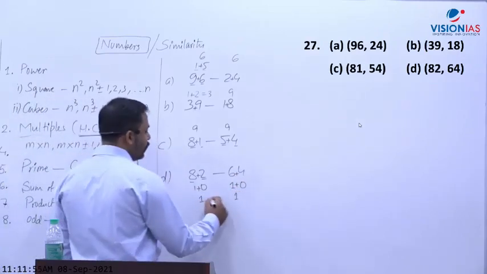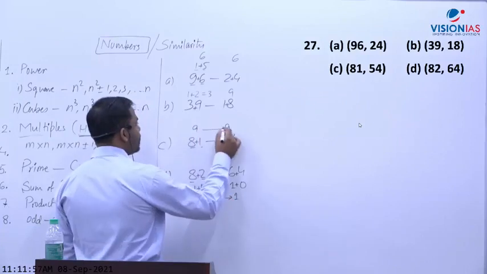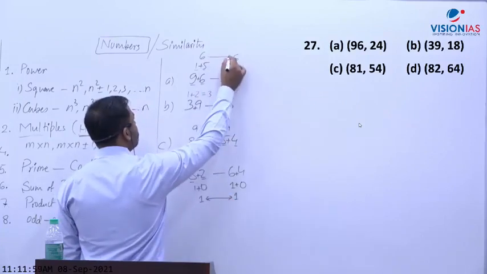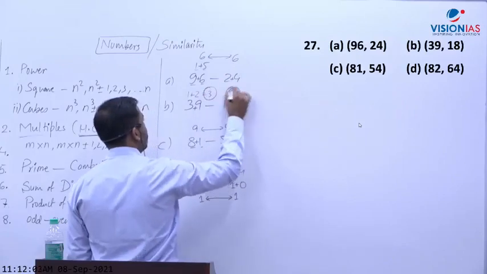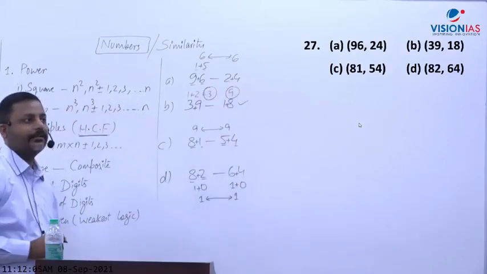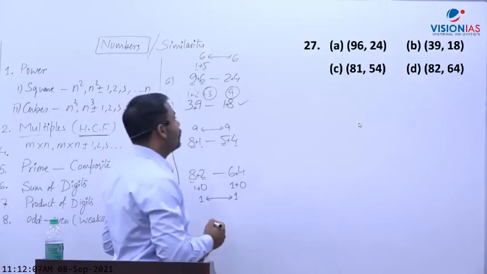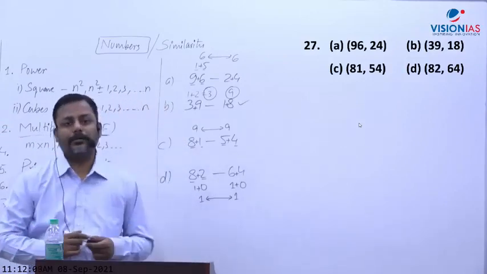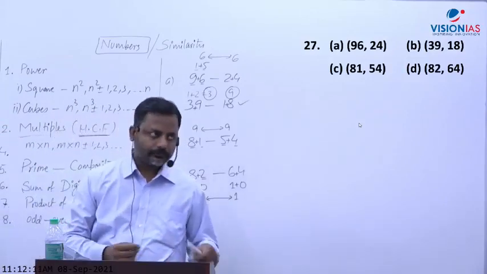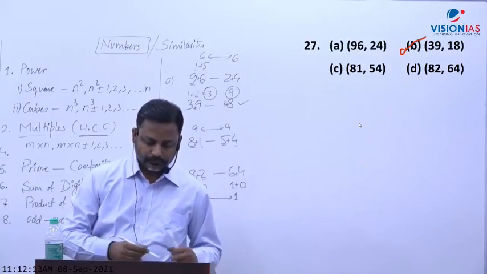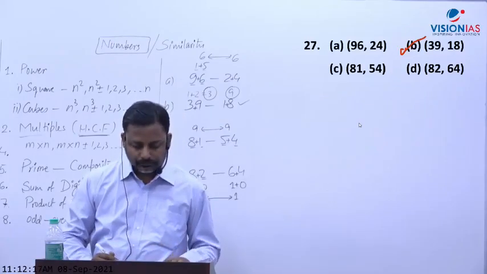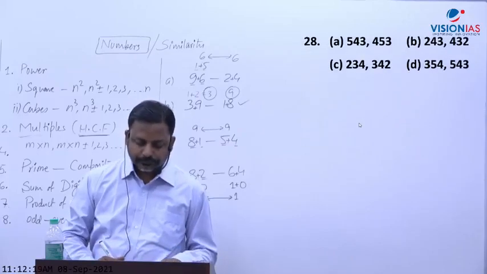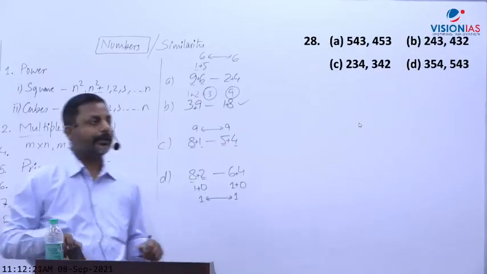So in the rest of the options, their sums of digits are the same or equal, except option B. Here 3 and 9 are not equal. So that's why the answer is what? Option B. So the answer is option B. Question number 28.